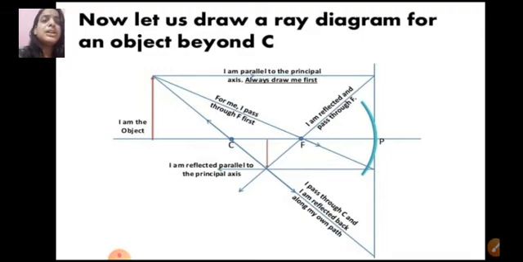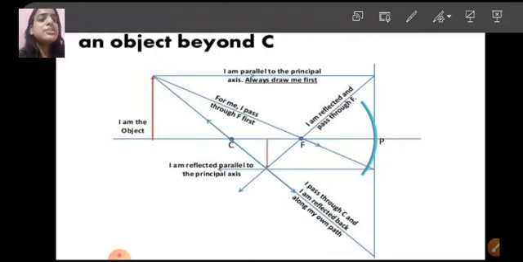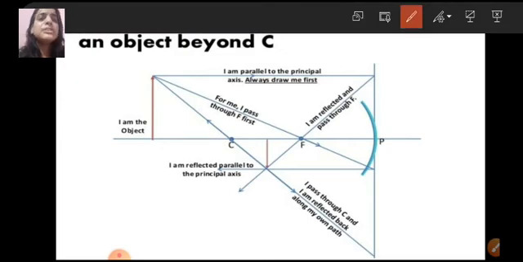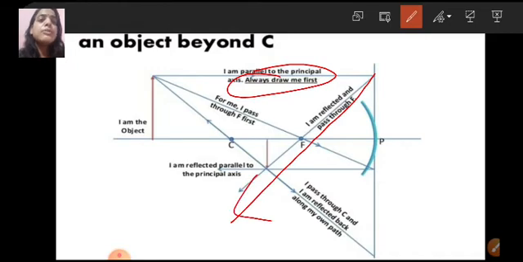So now let us draw a ray diagram for an object beyond C first of all, that is, the object is beyond the center of curvature. We will be considering three rays. The first ray that will be drawn is the ray parallel to the principal axis. We have seen that it will always pass through the focus. The second ray will pass through the focus, so it will become parallel to the principal axis, and the third ray will be passing through the center of curvature.